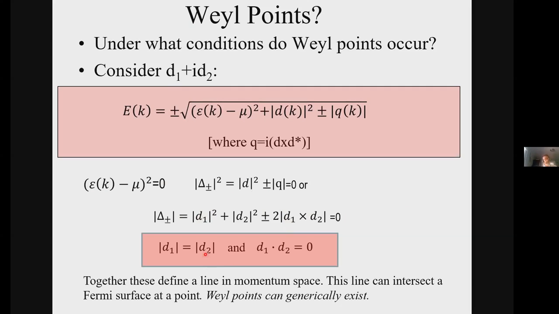And you find that for this to occur, you need the magnitude of D1 and D2 to be equal, and that has to happen somewhere on the Fermi surface. And you need the inner product of D1 and D2 to be 0, and that has to happen also at the same point at the Fermi surface.